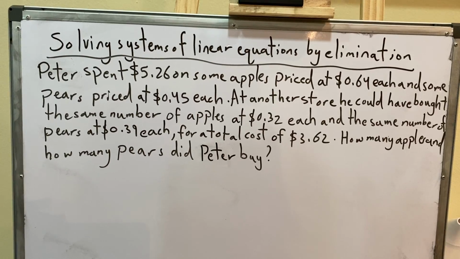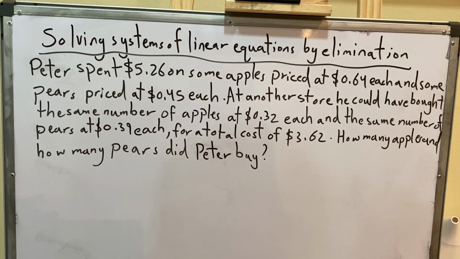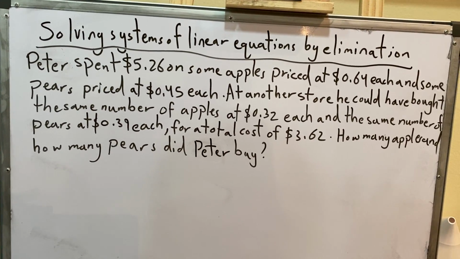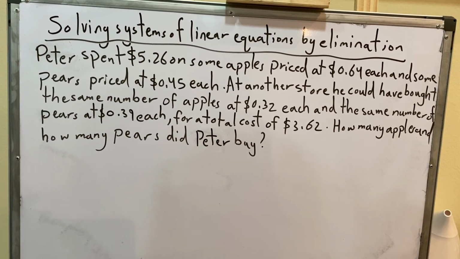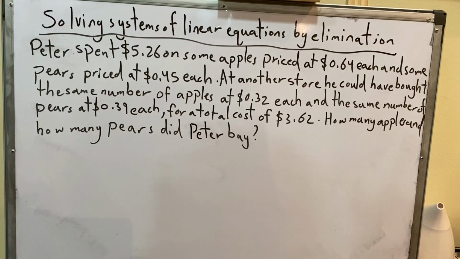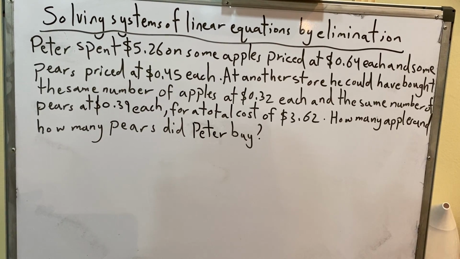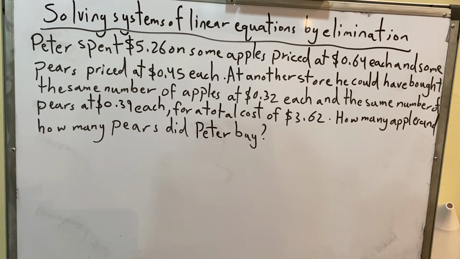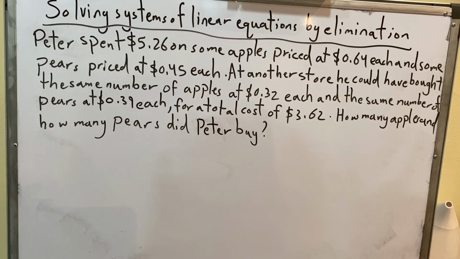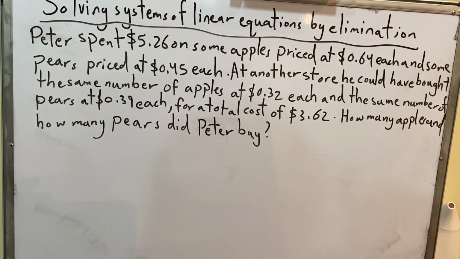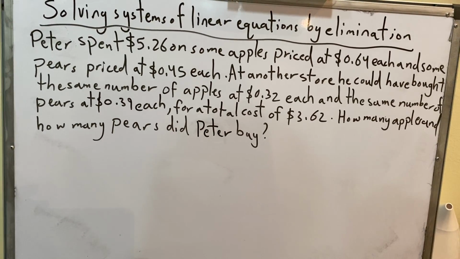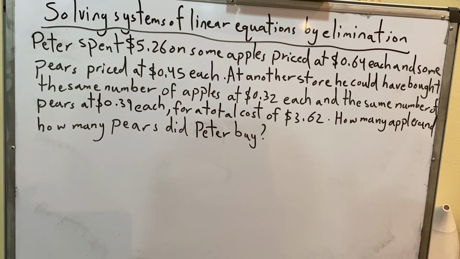If I have this question: Peter spent $5.26 on some apples priced at $0.64 each and some pears priced at $0.45 each. At another store, he could have bought the same number of apples at $0.32 each and the same number of pears at $0.39 each for a total cost of $3.62. How many apples and how many pears did Peter buy?